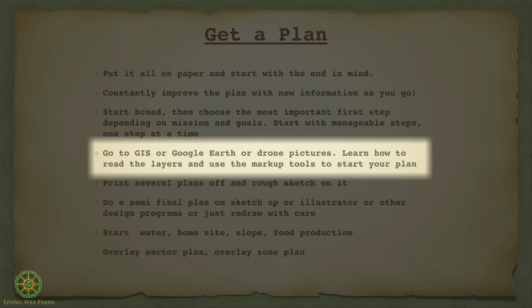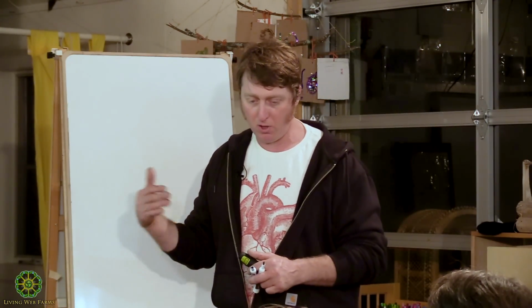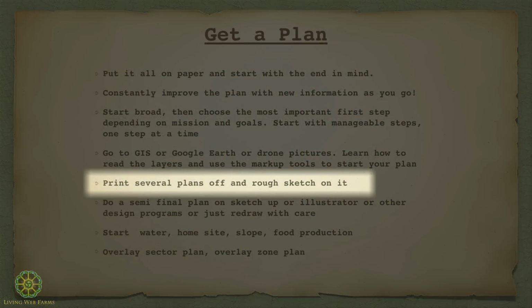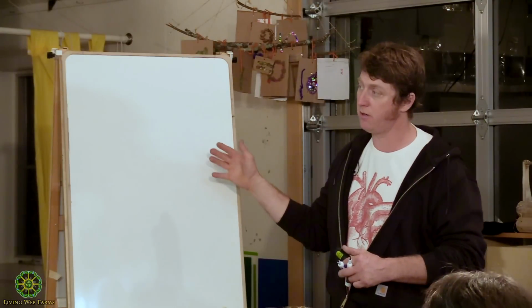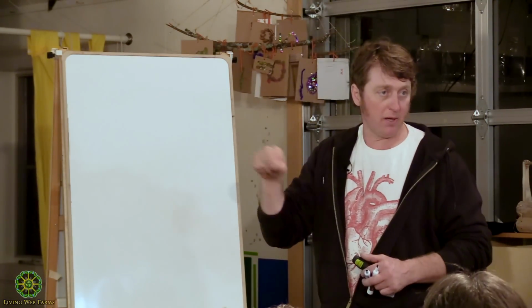But if you don't have anything, just do not get hung up waiting for the perfect solution to get started. Just get started. Learn how to use the layers and the markup tools on GIS. And then from the GIS, you can print out your property plot, use the markup tools on it, and start your plan. You could print off several and just play with it.